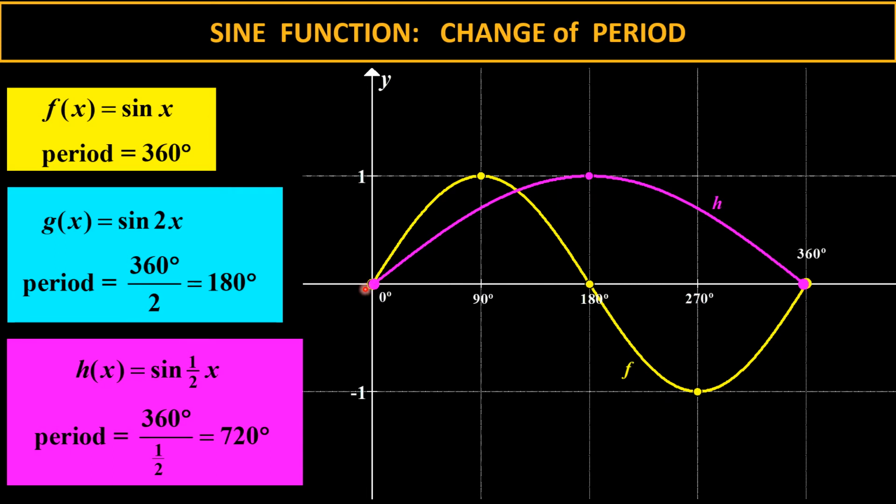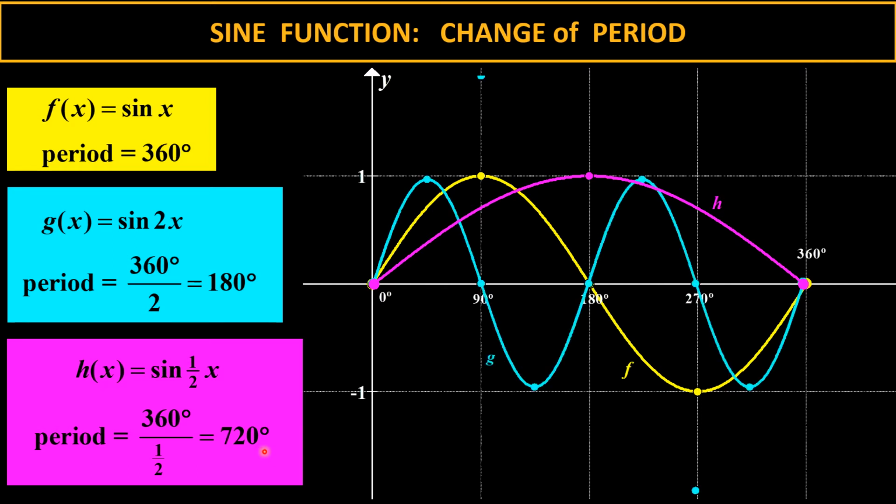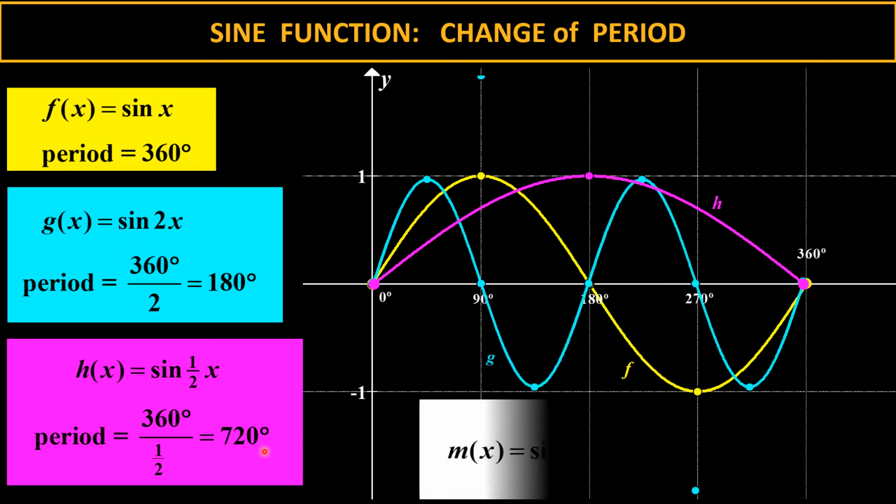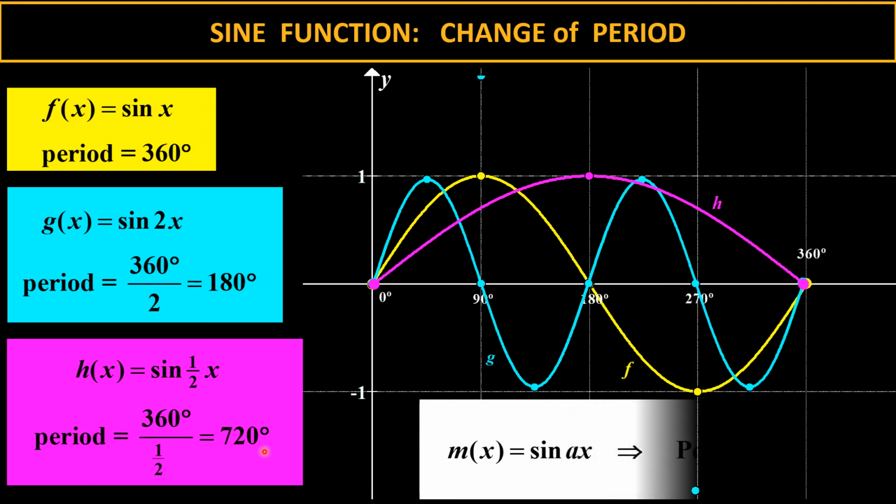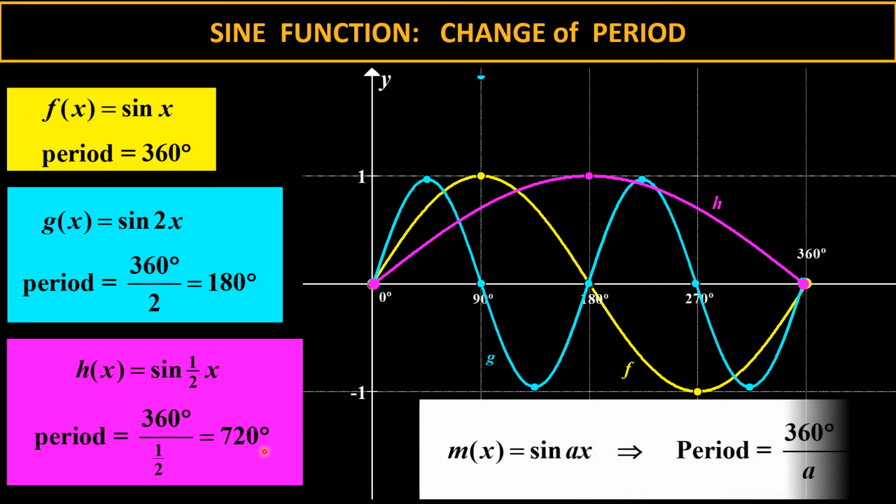You can see there's the full sine curve, and this is half of it. And you see the period. So when I have sine of x, the period is 360. Sine of 2x, the period is 360 divided by that 2. And when I have sine of half x, it's 360 divided by a half, which is 720. And generally, we can represent it as follows. If I have sine of ax, there's going to be a period change, and that's going to be 360 divided by that constant value a.